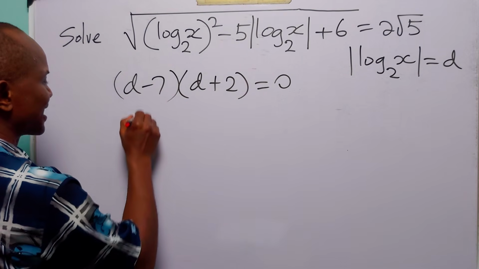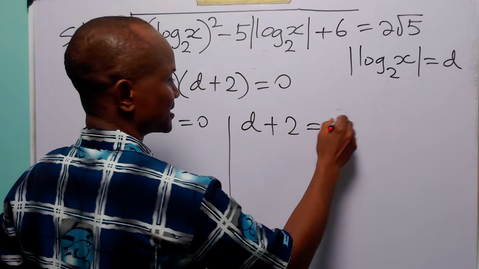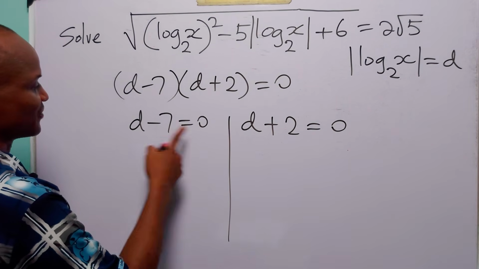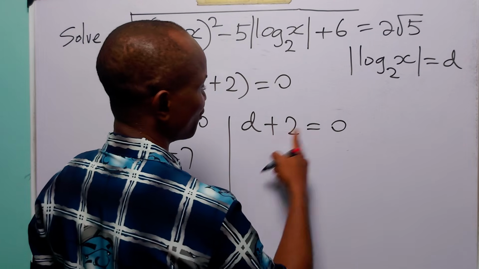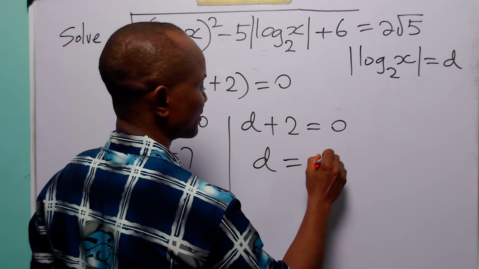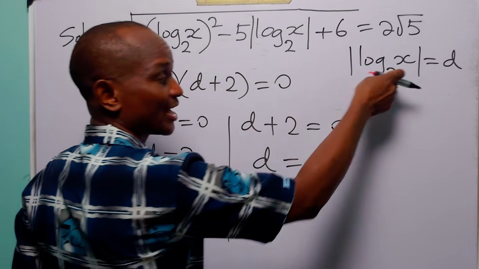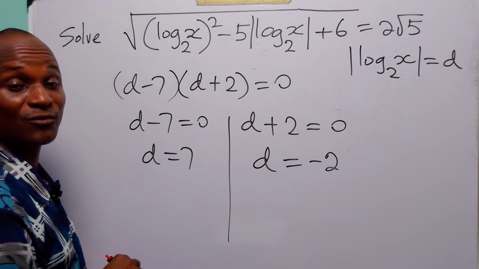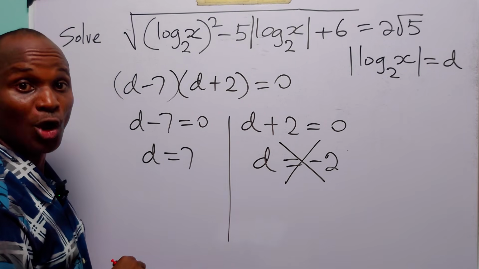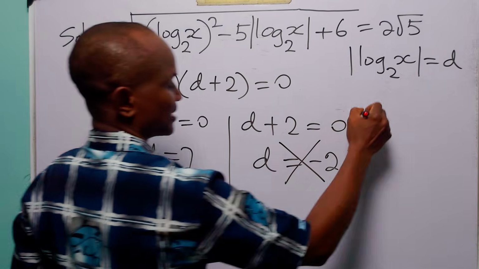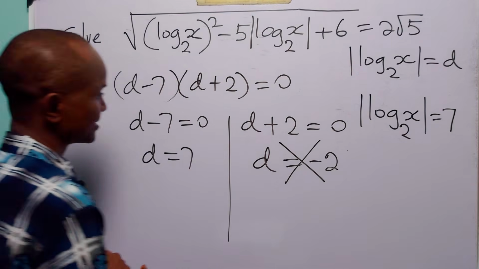And of course, from here we have that either d minus 7 is equal to 0 or d plus 2 is equal to 0. Adding 7 to both sides of this equation, we have that d is equal to 7. And subtracting 2 from both sides of this equation, we have that d is equal to minus 2. But now let us remember that d is the absolute value of log to base 2 of x. And of course, you know that the absolute value cannot be negative. So this value of d is unacceptable. So we have that the absolute value of log to base 2 of x is equal to 7.